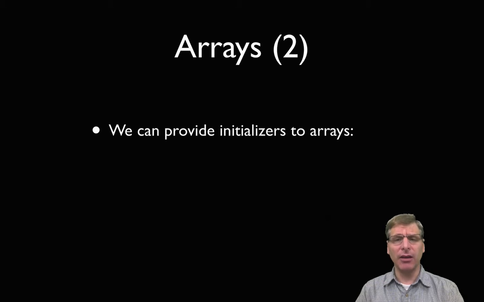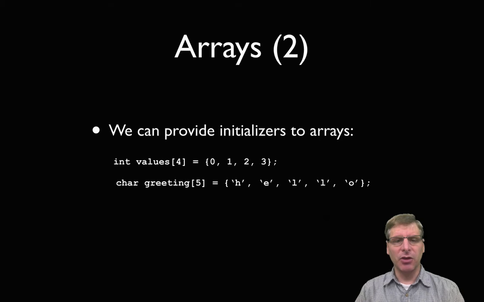We can also provide initializers for our arrays. For example, for my int values with 4 elements, I could assign it an initializer by including a list of comma delimited integers in between a left and right curly brace. Similarly, I could define an array of characters along with an initializer. Here I have the word hello spelled out as character literals, again in between the curly braces.